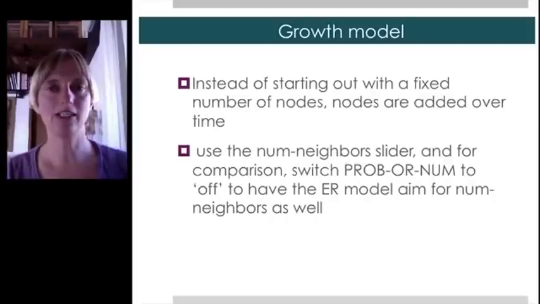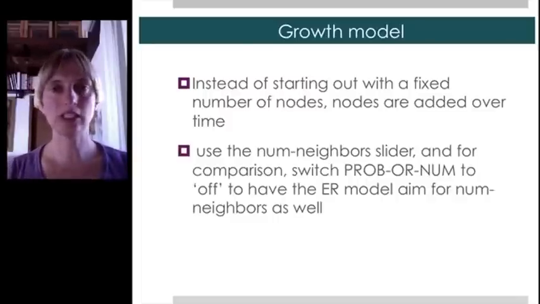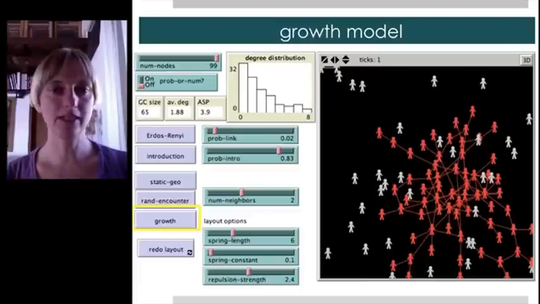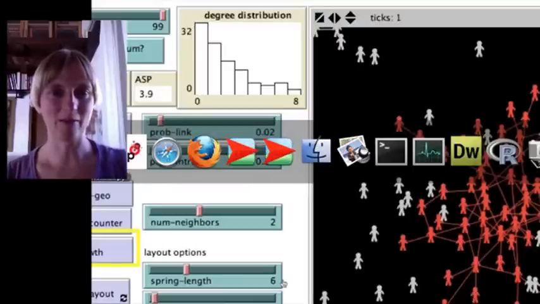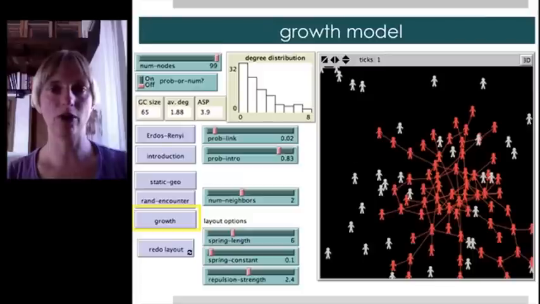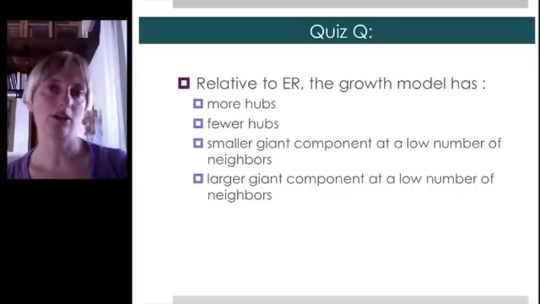The next model we'll look at is a growth model. Here, instead of having all the nodes present up front, as we do with the Erdős-Renyi model, we're going to be adding them over time, intermittently along with the edges that are being added. So you might ask, well, what does that mean? Nodes that have been around longer, do they get more edges? We shall see. So in the growth model, you just click on growth, and you're going to be similarly looking for things such as the presence or absence of hubs, so again looking at the degree distribution, and also looking at the size of the giant component relative to the Erdős-Renyi random graph.